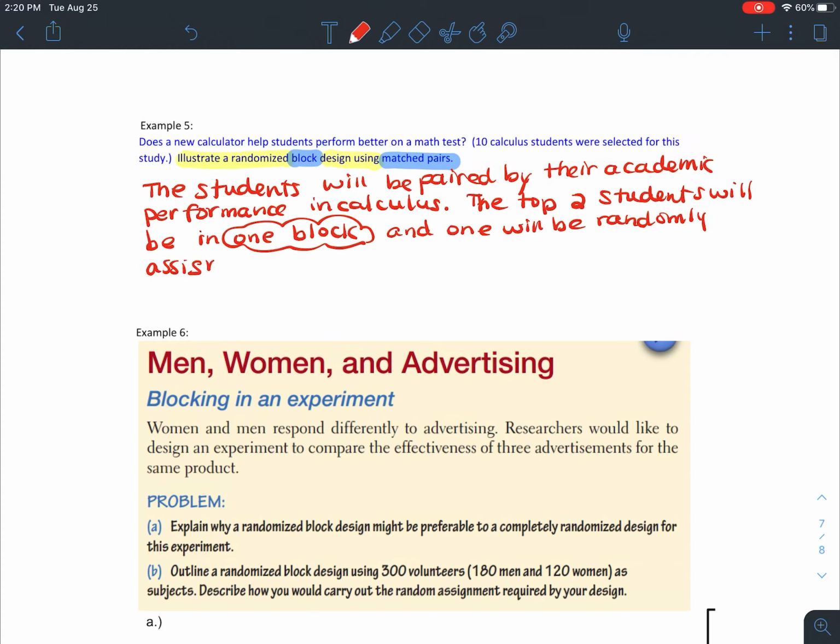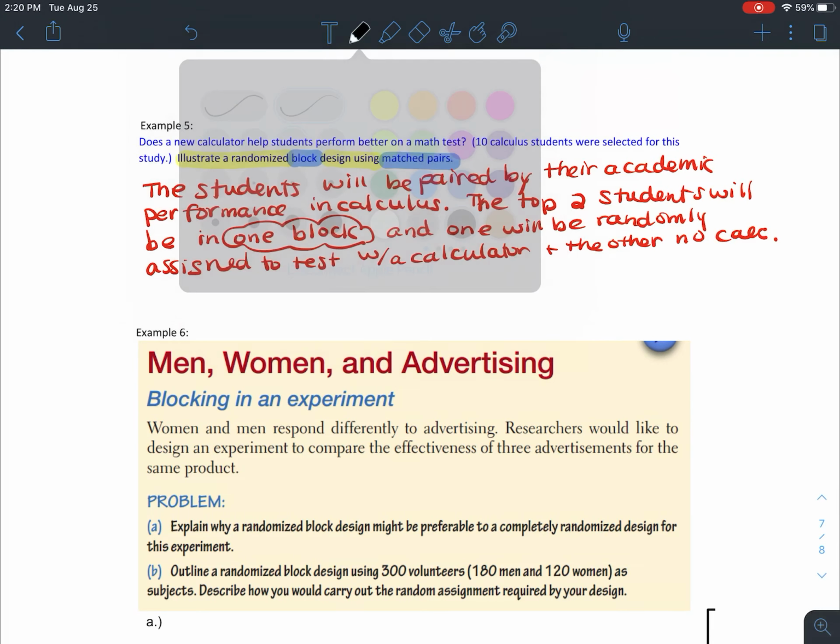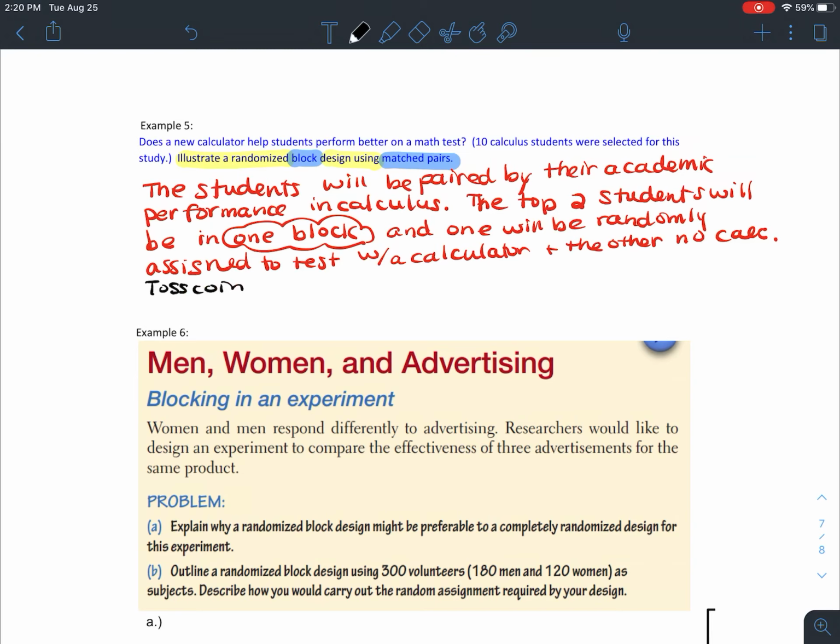And one will be randomly assigned to test, let's see. Okay, maybe it's not with an old calculator. Maybe it's a new calculator and no calculator. I'm not sure. That wasn't really very clear. One will be randomly assigned to test with a calculator, and the other no calculator. Okay, so how could we do that?